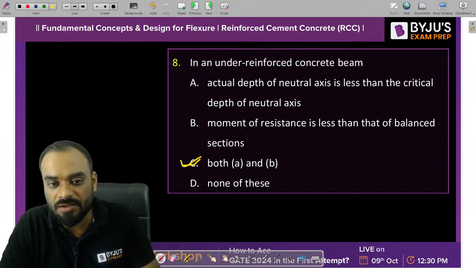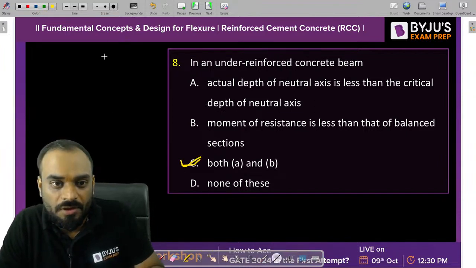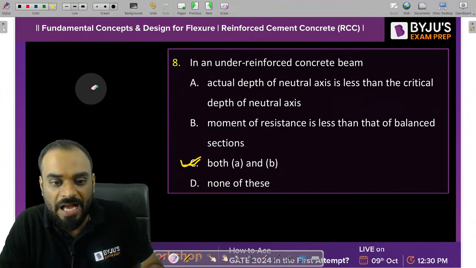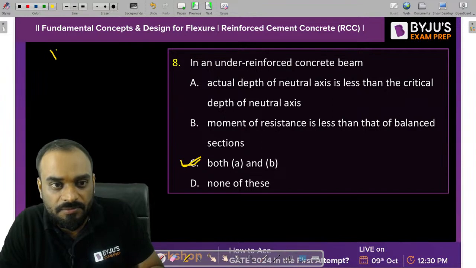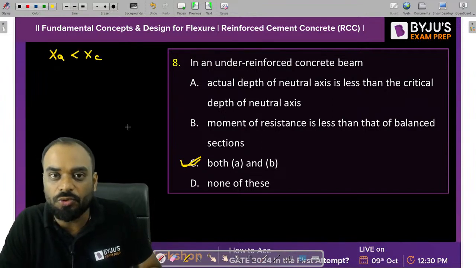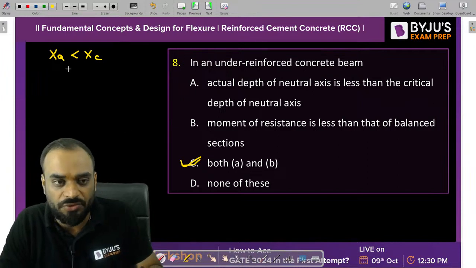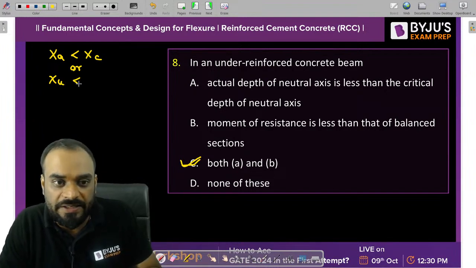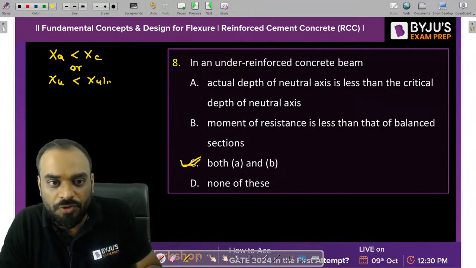Let's understand, guys, why it is so. So what is basically under reinforced? You know that, guys, if the actual depth of neutral axis is lesser than the critical depth of neutral axis, then it is known as under reinforced. Or in case of LSM method, we write that the actual depth of neutral axis is less than the limiting depth of neutral axis.